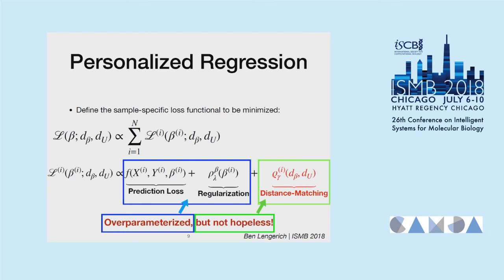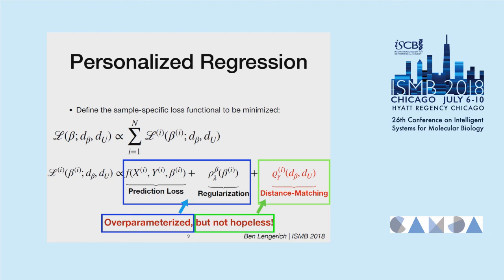Here, I apologize, it's a little overwhelming slide, but to do this, we're going to define a sample-specific loss function. So this is our standard loss function, L. And we are instead going to use this overall loss function as the sum over n different sample-specific loss functions. These sample-specific losses are composed of the standard prediction loss, a standard regularization loss, and a new distance matching regularization.